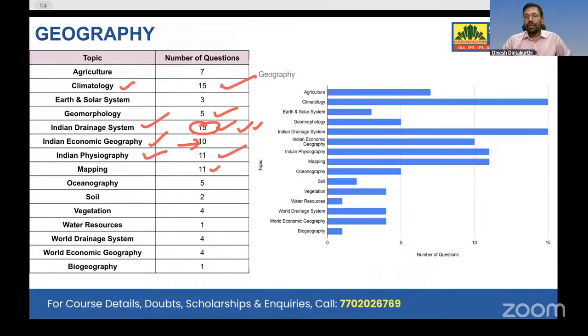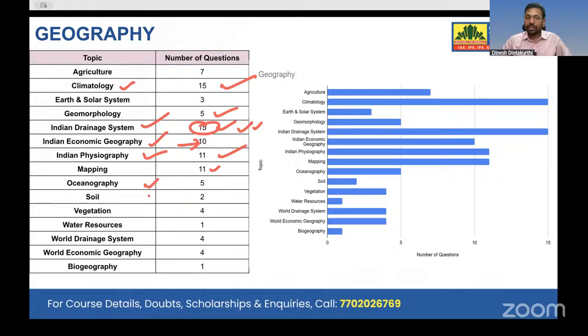And mapping. Over a period of time, mapping has become very, very difficult. I'll show you some questions. Once upon a time, you could just purchase an atlas, like Orient BlackSwan, and learn which continent is where, or which countries go with the equator or the Tropic of Cancer. But now, in 2025, out of 4 mapping questions, only 1 can be solved directly. For the remaining 3, you need thorough knowledge of current affairs, to know where those particular countries are located.